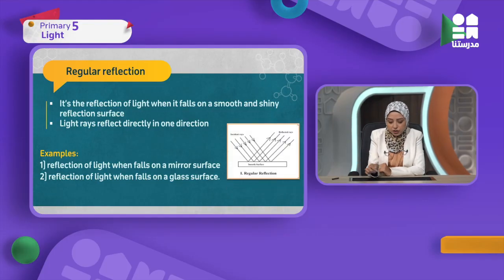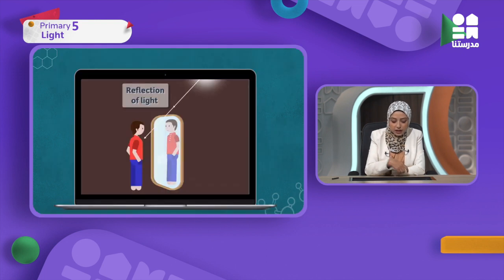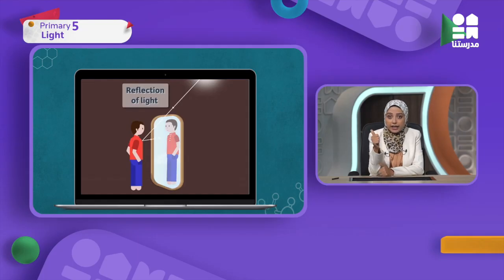Add this picture in here, all in one direction. This picture also shows us more how we can see our image on the mirror. First of all, the most important thing is that we must have a source of light. The second thing is that there must be a reflecting surface.